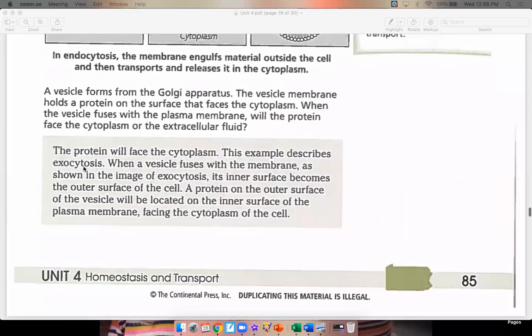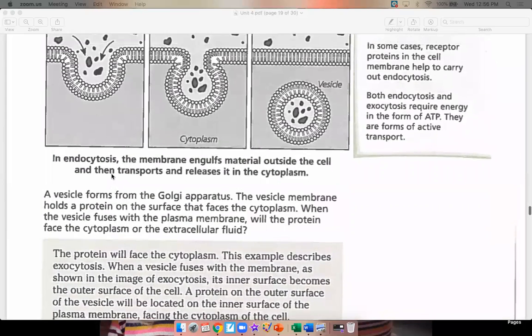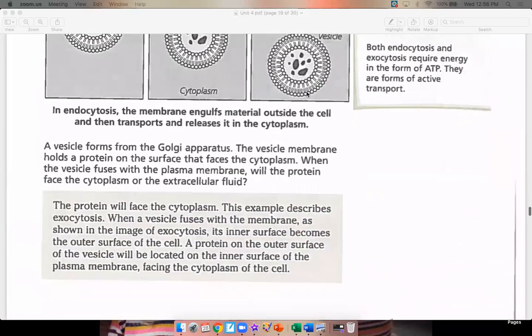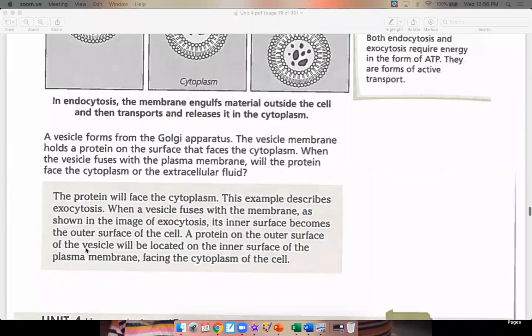This example describes exocytosis, when the vesicle fuses with the membrane, as shown in the image of exocytosis right here. Its inner surface becomes the outer surface of the cell. The proteins on the outer surface of the vesicle will be located on the inner surface of the plasma membrane, facing the cytoplasm of the cell.